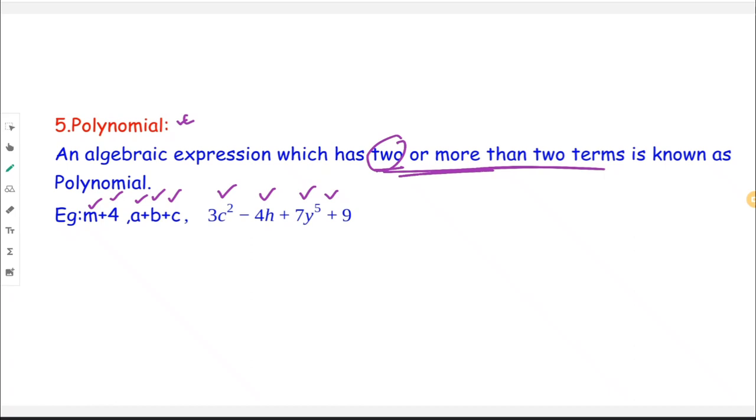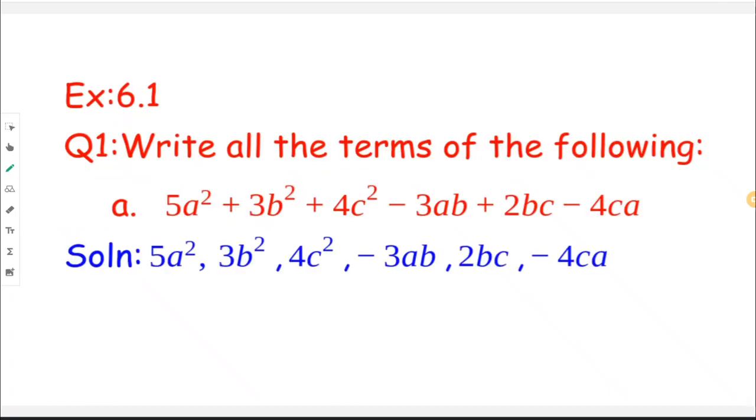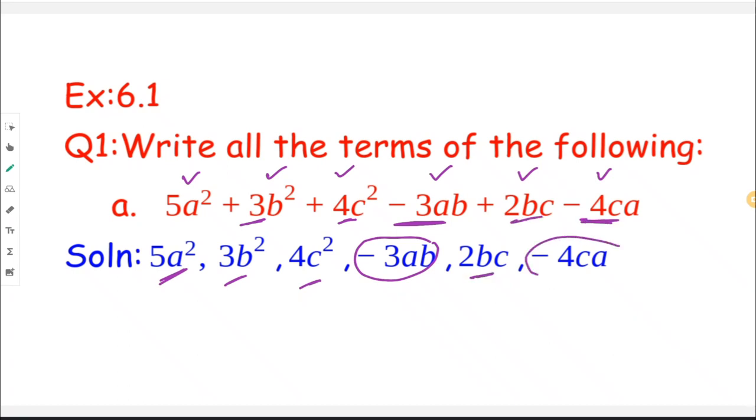Now let's go to the first exercise. Write all the terms of the following. So when you look, how many terms are there? 1, 2, 3, 4, 5, and 6 terms. So this question is very simple. Just write the terms together. So this is the first term, and this is plus 3b, so 3b, then 4c square. But when you look at minus, you have to write it along with the minus sign. Then 2bc, and then this is minus 4ac. So separate them by commas.